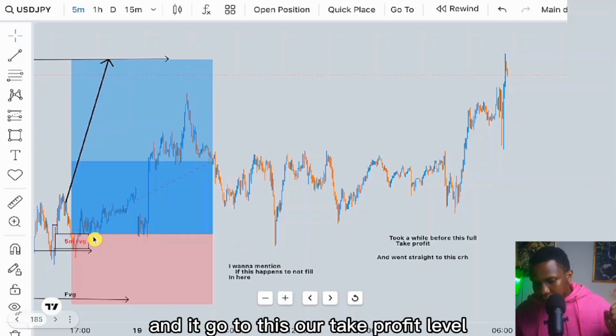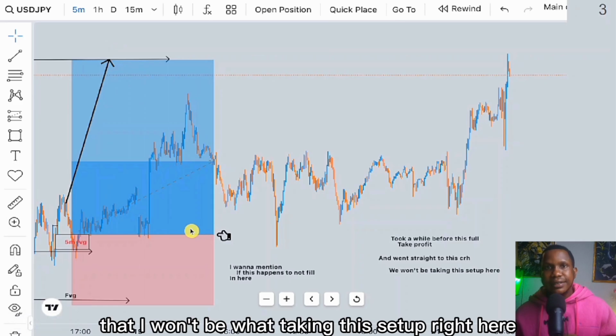I want to mention, if price is unable to fill us in this fair value gap right here, and it goes to our take profit level, then I won't be taking this setup right here.